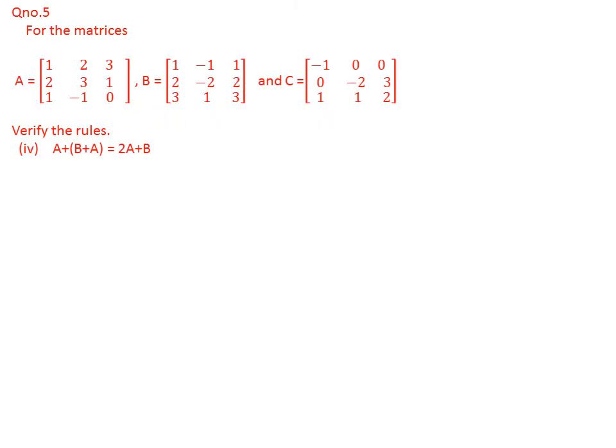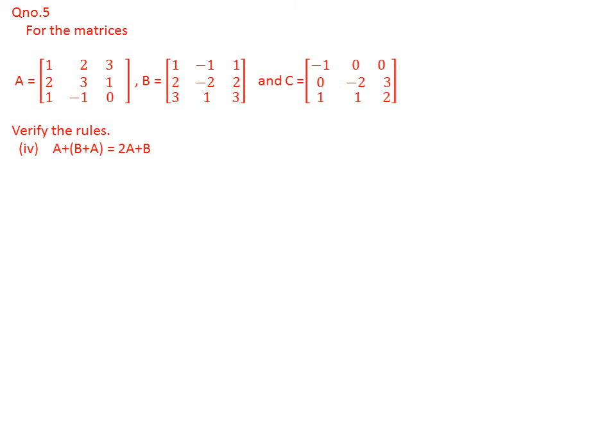Next is question number 5, in which matrix A has the elements 1, 2, 3, 2, 3, 1, 1, minus 1 and 0. Matrix B has the elements 1, minus 1, 1, 2, minus 2, 2 and 3, 1, 3. And matrix C has the elements minus 1, 0, 0, 0, minus 2, 3 and 1, 1, 2. We have to verify the rule A plus (B plus A) equal to 2A plus B.